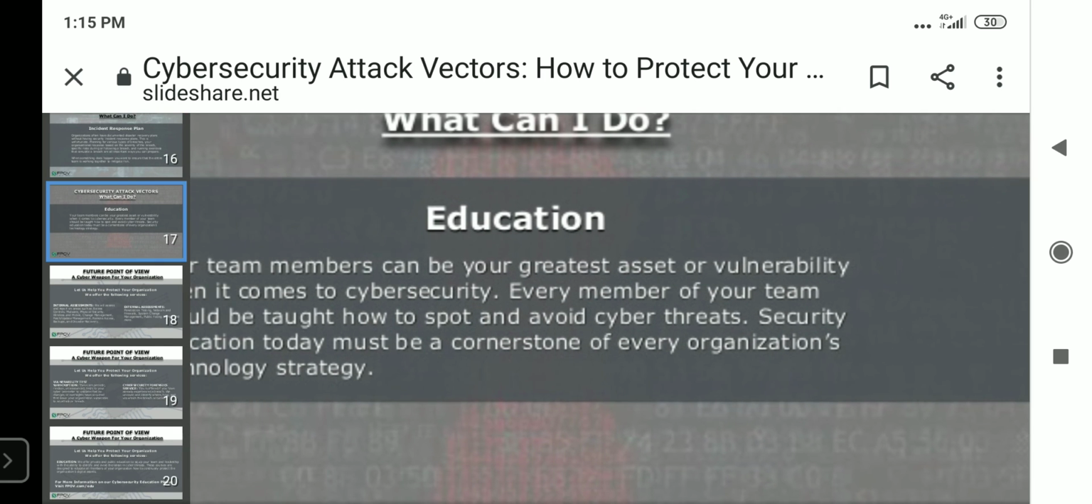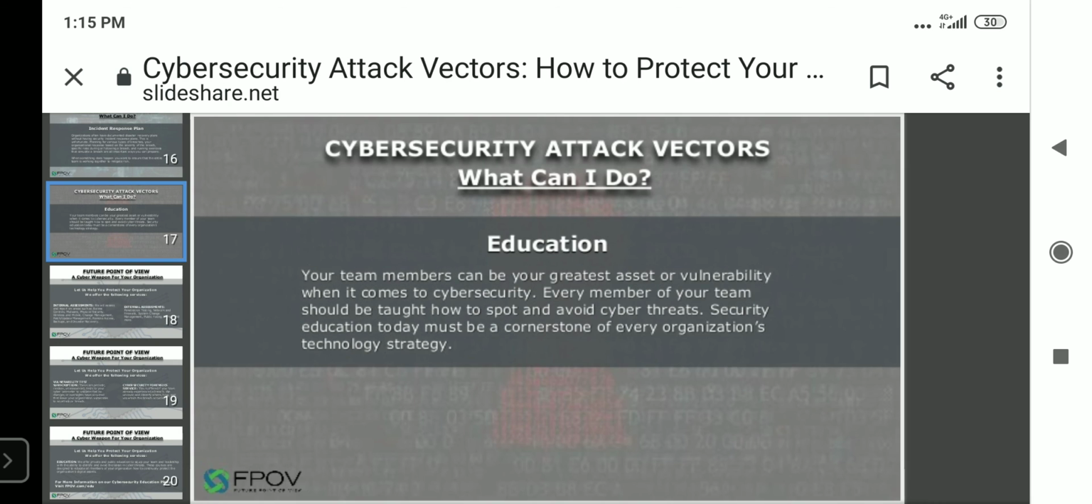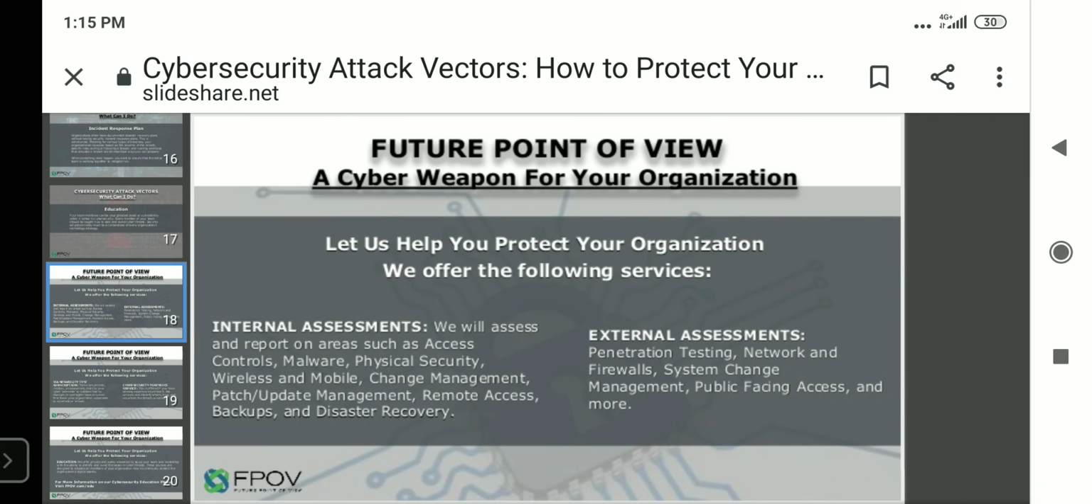Education on cybersecurity is another important concept. All team members should have a proper education in cybersecurity, and they should know that data or information is a great asset, and a vulnerability when it comes to cybersecurity. Every member of the team should be taught how to spot and avoid cybersecurity threats. Security education must be a cornerstone of every organization's technology strategy. So, cybersecurity should be a weapon for the organization to protect data and information and to do its business.